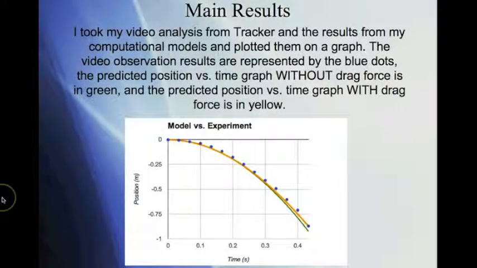Here is the graph charting my main results. The video observation results are represented by the blue dots. The predicted position versus time graph without the drag force is represented by the green line, and the predicted position versus time graph with the drag force is represented by the yellow line.